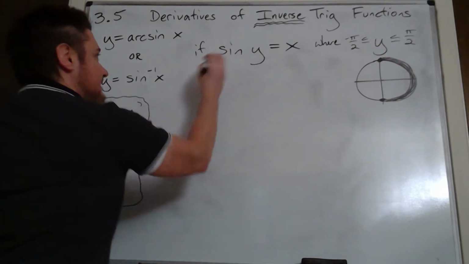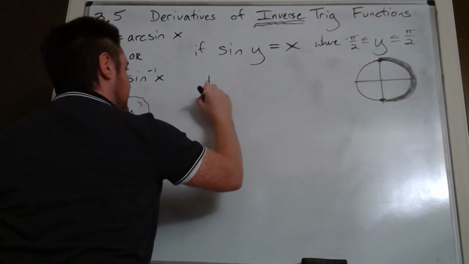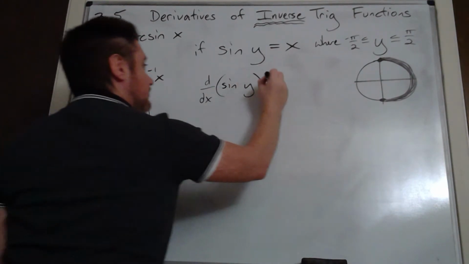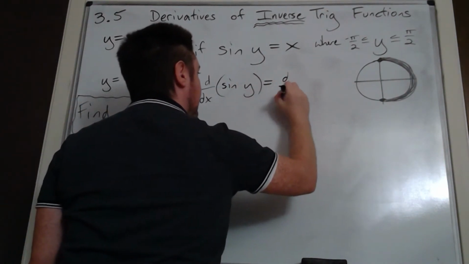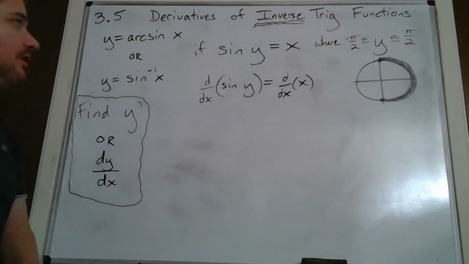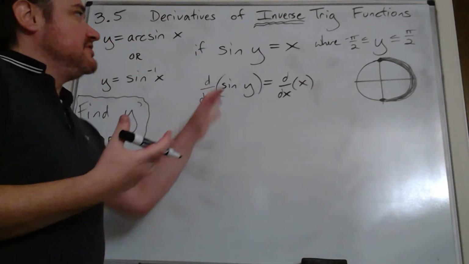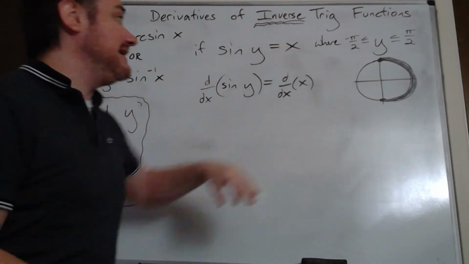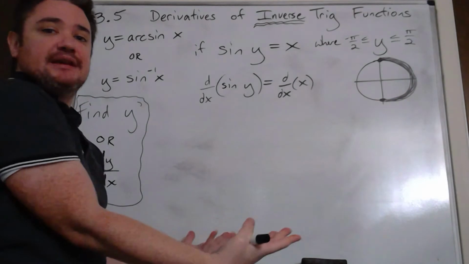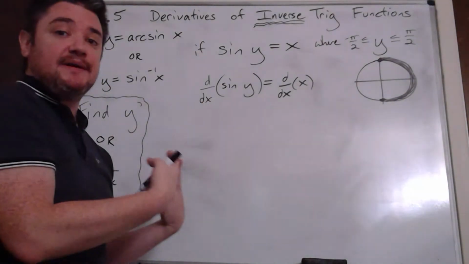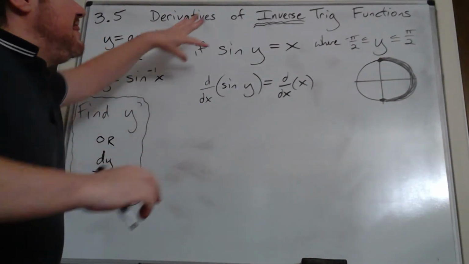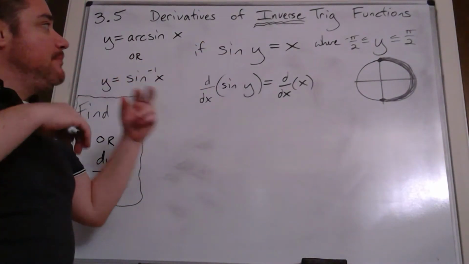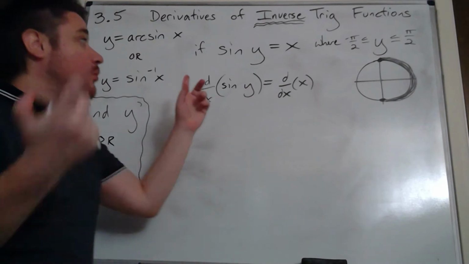So let's apply d dx to both sides. d dx of sine of y is equal to d dx of x. Just to reiterate what we're doing, if sine of y equals x, that means they mean the same thing. So if we do the same thing to both sides, we'll get the same result. We're differentiating both sides with respect to x here. This becomes an application of the chain rule. Why? Why, right? Kind of a pun. Why is that true?